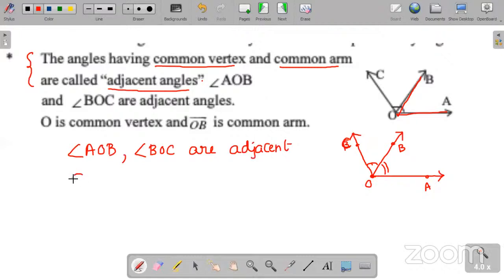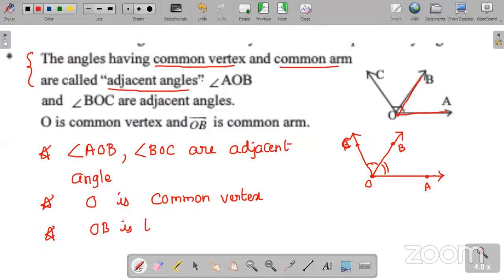Clear? Here O is the common vertex. Common vertex means the vertex is common to both the angles. And OB is the common arm. They have a common vertex and a common arm, so these two angles are said to be adjacent angles. Clear?